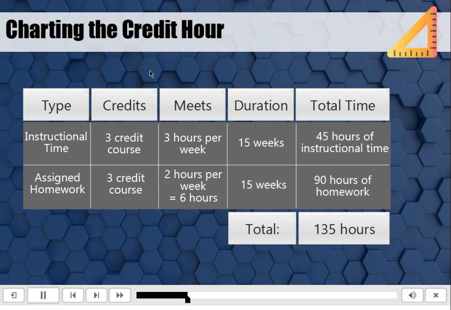The assigned homework is based off of the Carnegie unit, and so this is saying how much homework a student is assigned. So we're saying one credit equals 2 hours per week. So a 3-credit course equals 6 hours, and over 15 weeks, we then end up with a total of 135 hours. So 45 hours of instruction, 90 hours of homework.